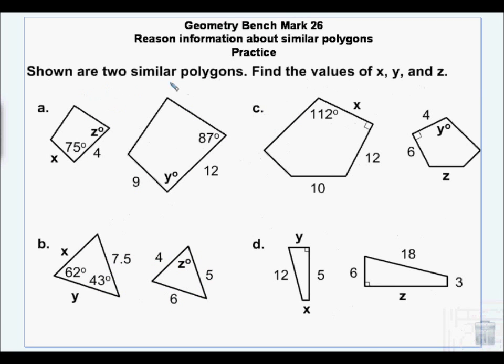All right, so we have two similar polygons. We're going to find the values of x, y, and z. Okay, here we've got this side goes with this side. This side goes with this side. This one corresponds to this one. And this one corresponds to this one. So y is between blue and yellow. So this other angle here is between blue and yellow. So y is 75 degrees.